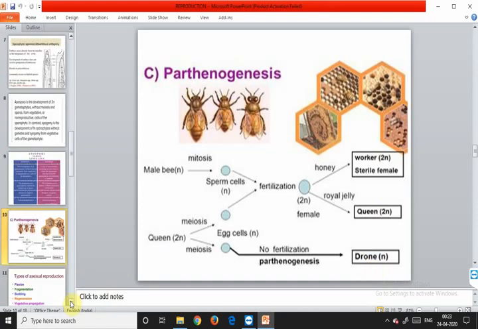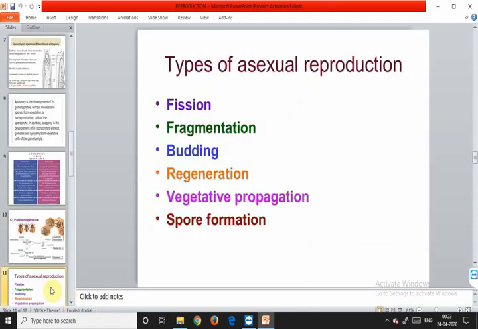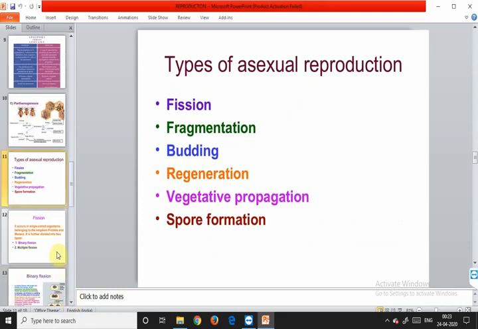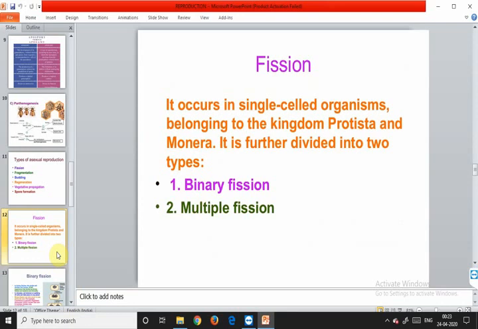Let's move on further with the different types of asexual reproduction. There are basically 6 types of asexual reproduction, which are fission, fragmentation, budding, regeneration, vegetative propagation, and spore formation. We'll start with fission. What is fission? Fission occurs in single cell organisms mainly belonging to the kingdoms Protista and Monera, the primitive kingdoms. It is further divided into 2 types, binary fission and multiple fission.